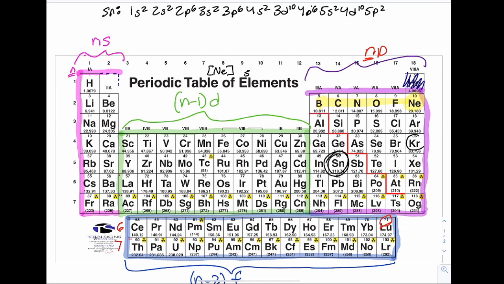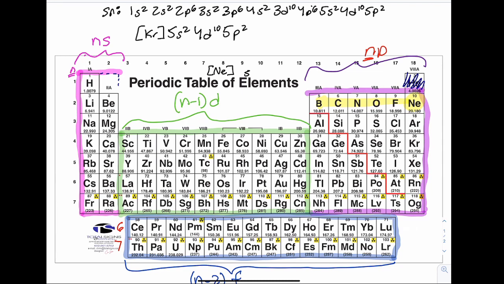If I'm going to do my noble gas shortcut, tin is in period 5. I'm going to go up to period 4. I'm going to write the atomic symbol for krypton in brackets. It does need to be in brackets. And then everything that comes after that, so the 5s2, 4d10, and then 5p2. So that would be using the noble gas shortcut.